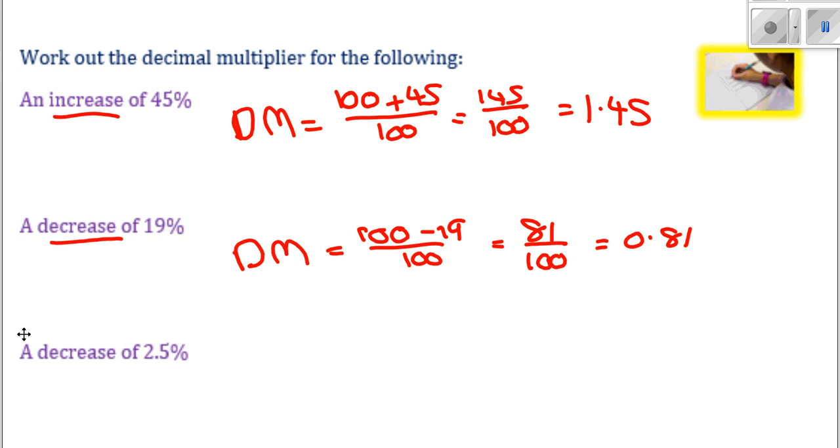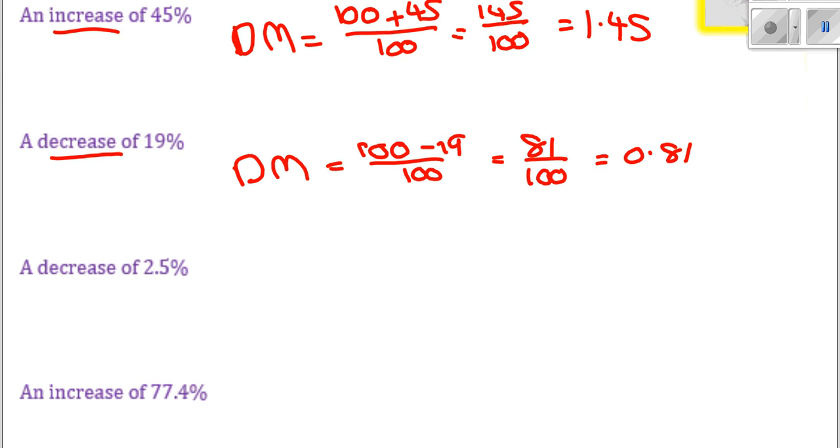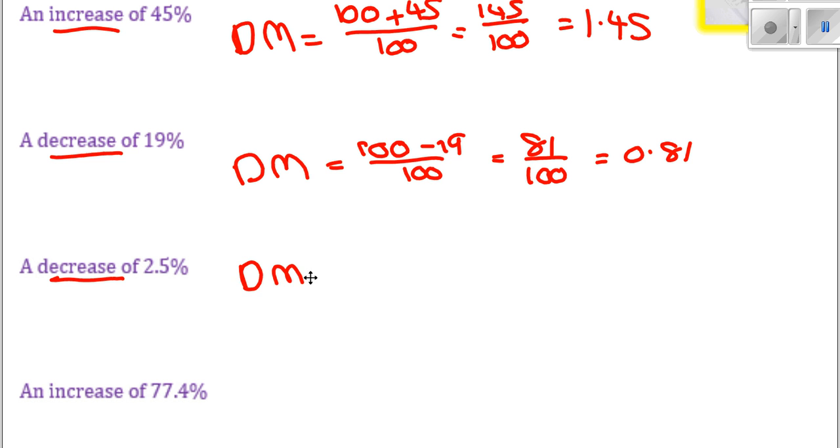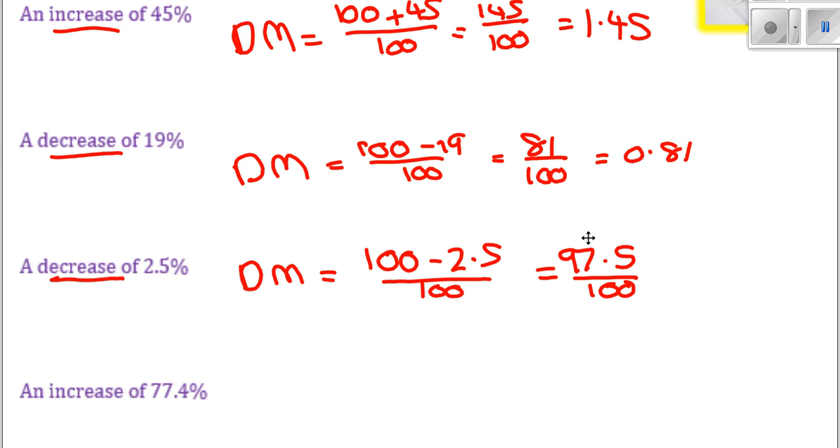A decrease of 2.5%. Really look carefully, like even underline what it says, decrease, because people tend to get these mixed up on tests between increase and decrease. Decrease means going down. So 100 minus 2.5 over 100. 100 minus 2 is 98, minus another 0.5 gives us 97.5. 97.5 over 100. So dividing by 100 gives us 0.975, which makes sense because it's a decrease, so it should be 0 point something.